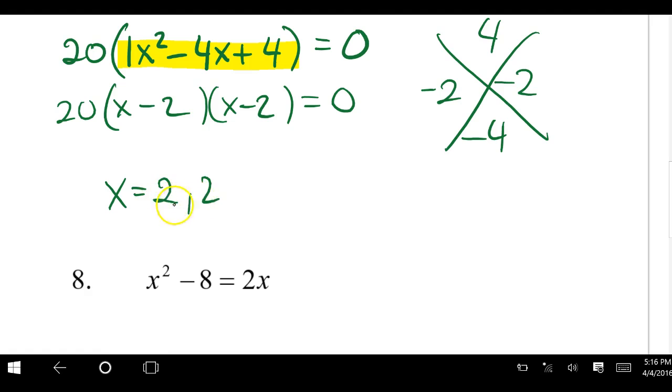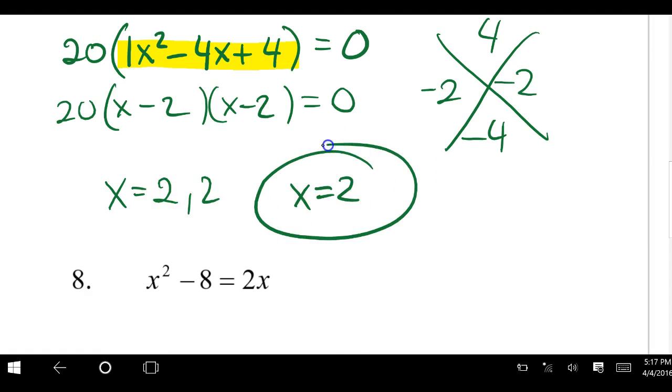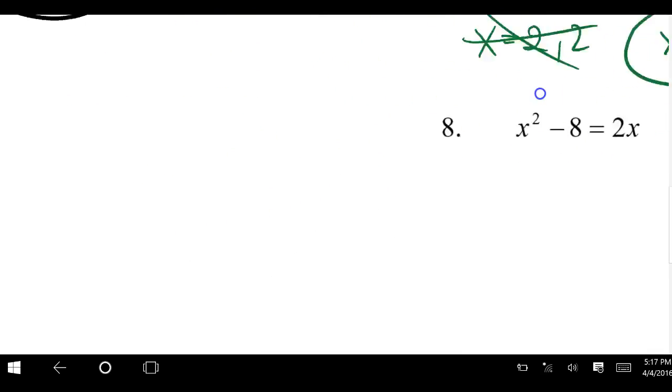But those two answers are the same thing. So if they're the same, you only need to write 1. Don't write 2. That's blech. Remember? Blech. Alright. So number 7.